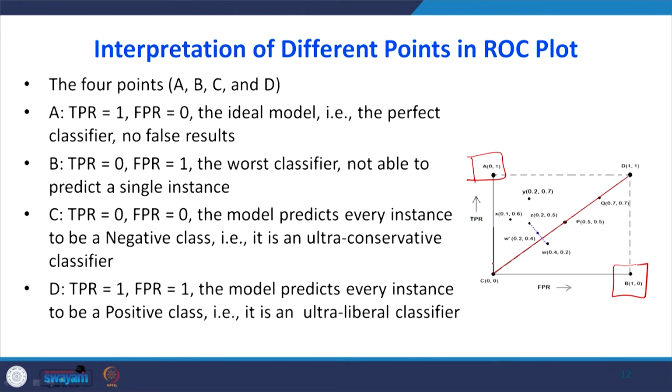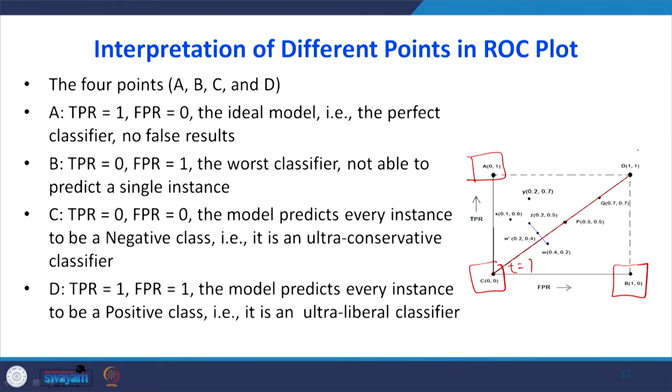Then we will go for C, this situation where true positive also 0, false positive also 0. The model predicts every instance to be negative class. It is an ultra conservative classifier. This will happen when t equals 1. Suppose you keep a threshold at a very high level, so everybody will be considered as negative class.